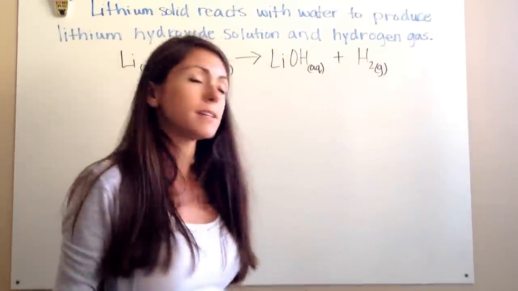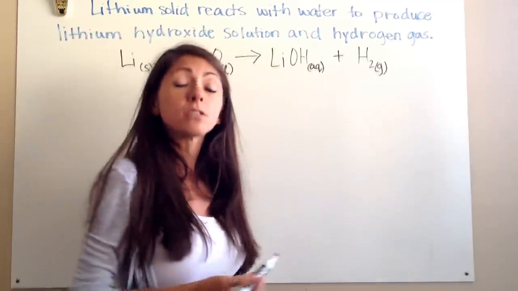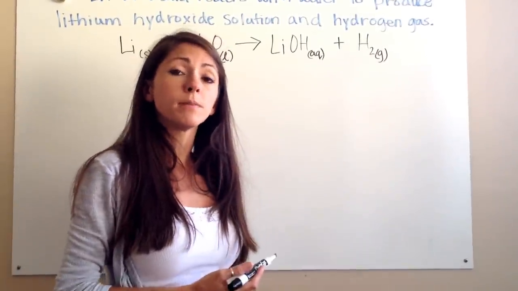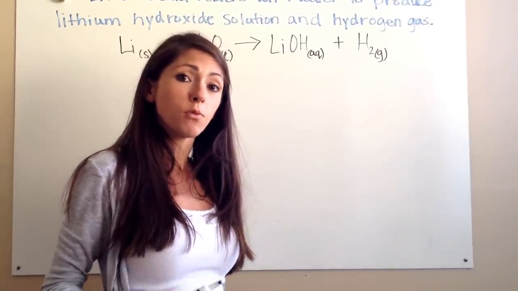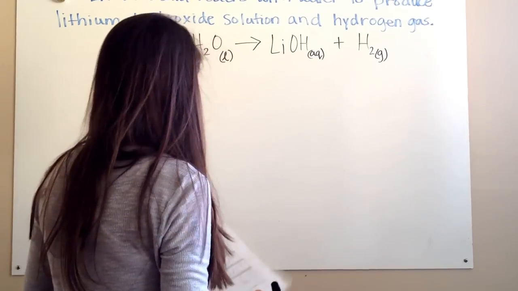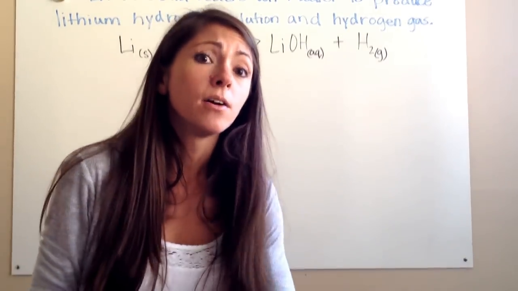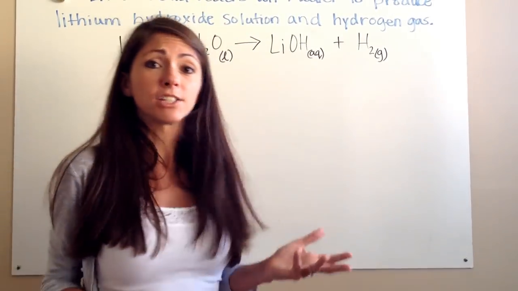Okay, another thing that confirms that this was a chemical reaction, that a chemical change occurred, is the fact that we did produce a gas. So if we were in the lab and we were doing this experiment, we would actually see the hydrogen gas form. Also, in addition to that, we can talk about what type of reaction this is.